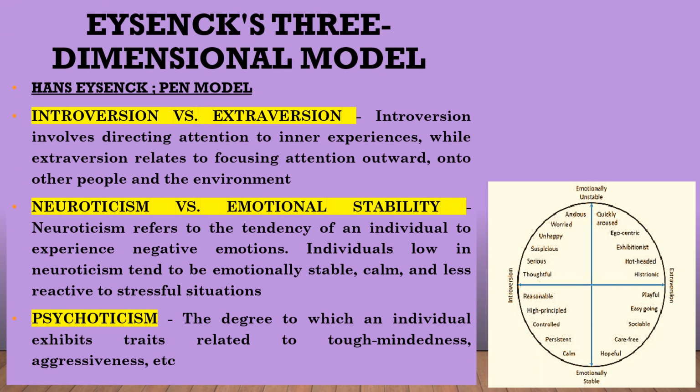Eysenck's three-dimensional model. British psychologist Hans Eysenck developed a model of personality based on just three universal traits. The three dimensions of personality, also known as the PEN model. First one, introversion versus extraversion.